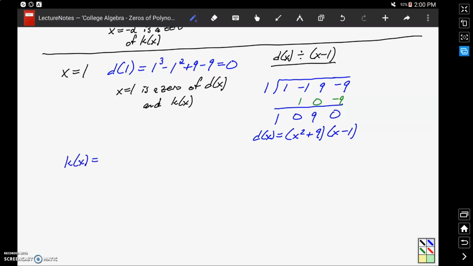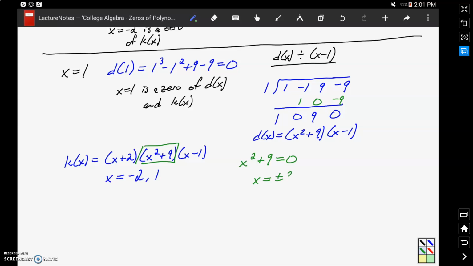We can include this in our factorization of k of x. We already found that x plus 2 is a factor, and where we originally had that depressed equation, we'll now swap in x squared plus 9 times x minus 1. This already gives us very clearly two of our zeros, which would be -2 and +1. So what's left is for us to find out the zeros for x squared plus 9. Subtracting 9 over to the other side and taking the square root of both sides would give us plus or minus 3i.